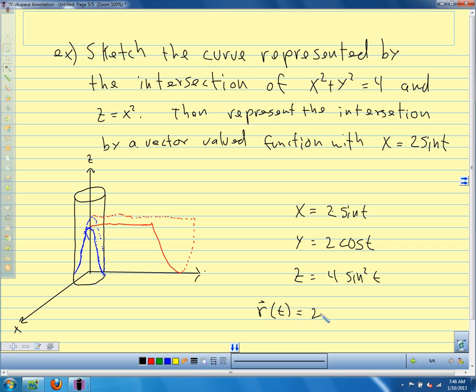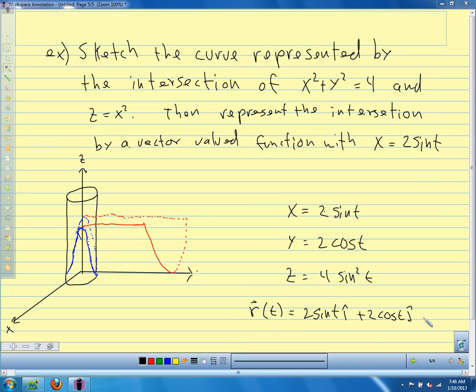Our r of t equals 2 sine t i plus 2 cosine t j plus 4 sine squared t k. Now, to me, this is a really awesome thing. As that goes around, looking at the sketch, that's kind of a complicated curve. So that vector valued function, looking in blue, would describe that curve.